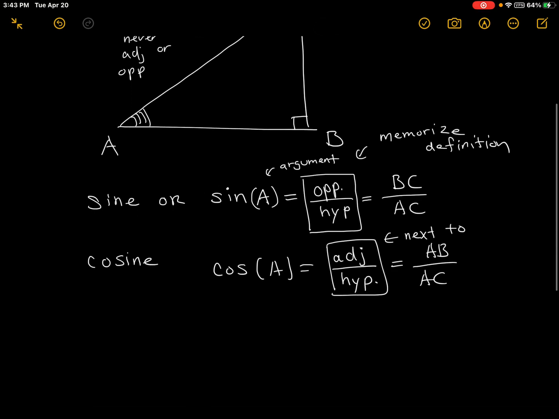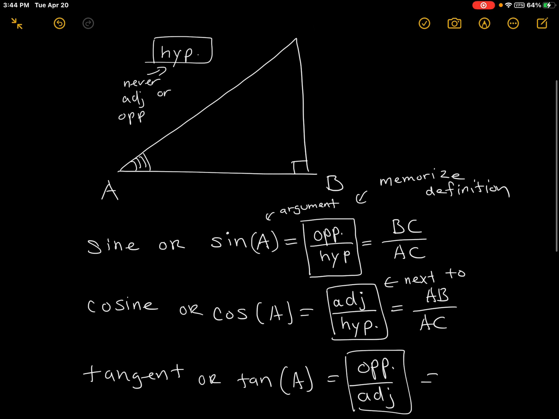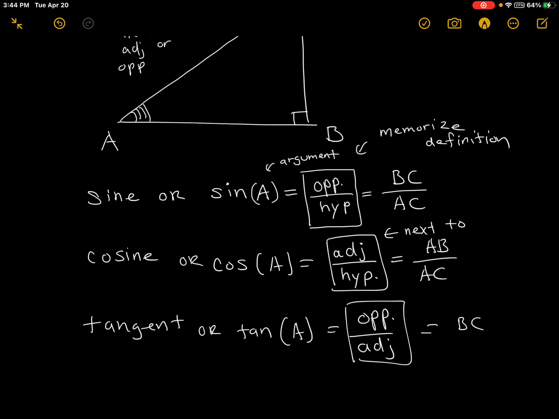And then, of course, tangent. In the full writing of the word, you spell it out as tangent, but we abbreviate when we memorize or write it mathematically. Tangent of angle A is opposite over adjacent. The opposite side is BC, and the adjacent side in this picture is AB, right, the adjacent side of angle A.